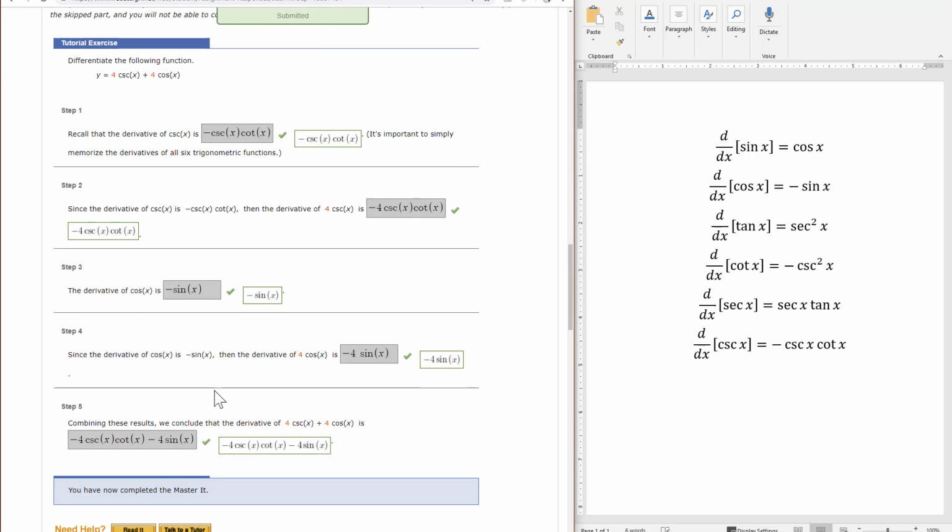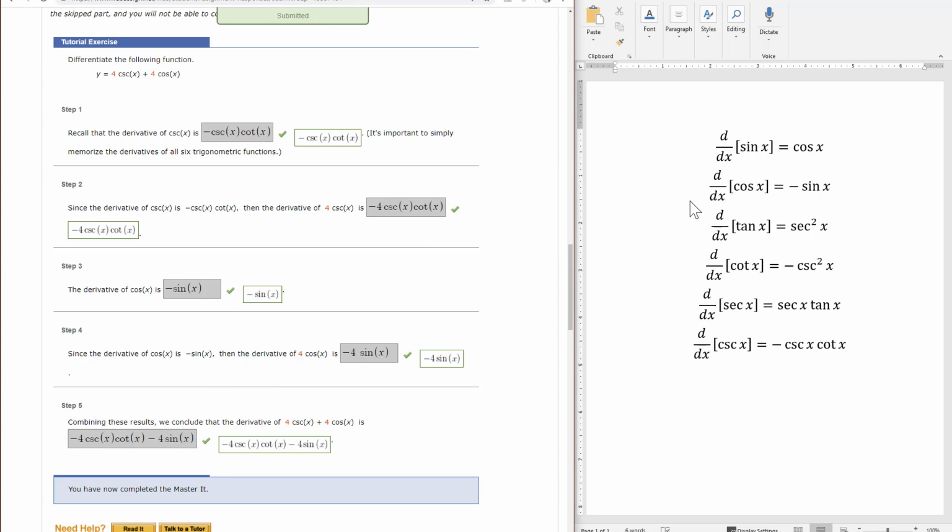So in combination of all the other rules, the product rule, quotient rule, power rules, and things like that, we have now added on a list of derivatives of trig functions. Okay, hope that helps.